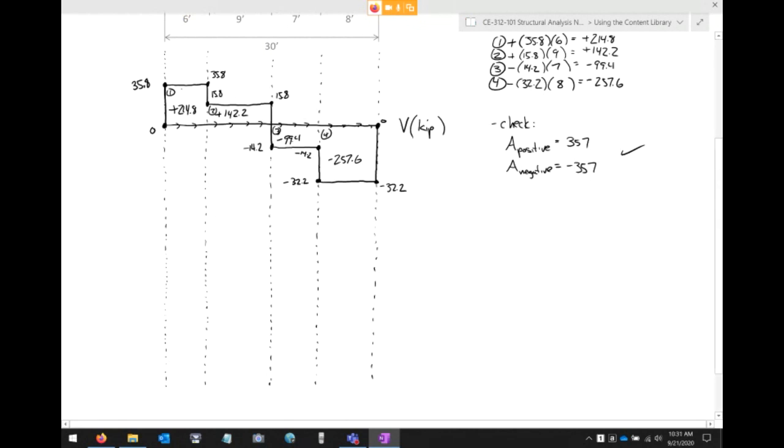And then maybe I'll shade this. By the way, you don't have to do the whole shading thing. You can if you want. Some people do, some people don't. For me, it depends on what mood I'm in. Okay, so that's our shear diagram. All right, let's draw the moment diagram. And I'm going to put the moment diagram a little bit lower.